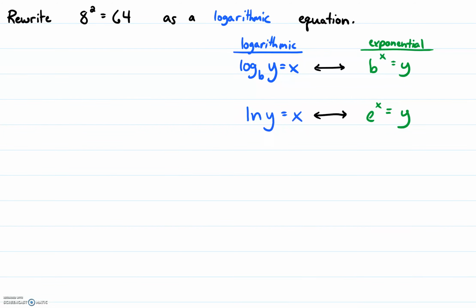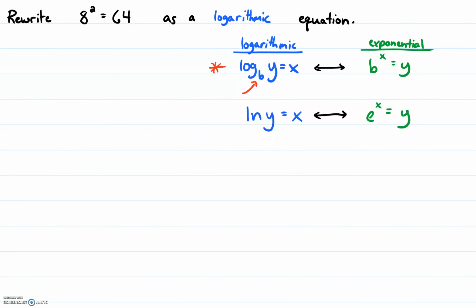Now, for our particular problem, the base is the number that's being raised to a power, so 8 to the 2, so 8 is going to be our base. Since it's a base other than e, we know we're going to use this first line right here, and we know we're going to have log base b. So whatever the thing is being raised to a power, that's going to be the base of your logarithm.